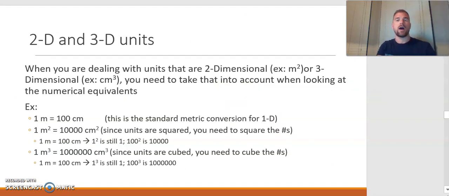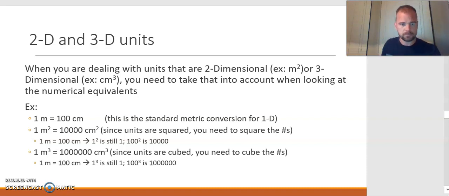When we think about derived units, we get into the dimensionality of two-dimensional and three-dimensional types of units. When you're dealing with units that are two-dimensional, such as area, like meters squared, or three-dimensional, such as volume, centimeters cubed, you need to take that into account when looking at the numerical equivalence. In other words, when we convert using these two-dimensional or three-dimensional conversions, we have to not only square or cube the unit, but we need to do the same to the numbers.